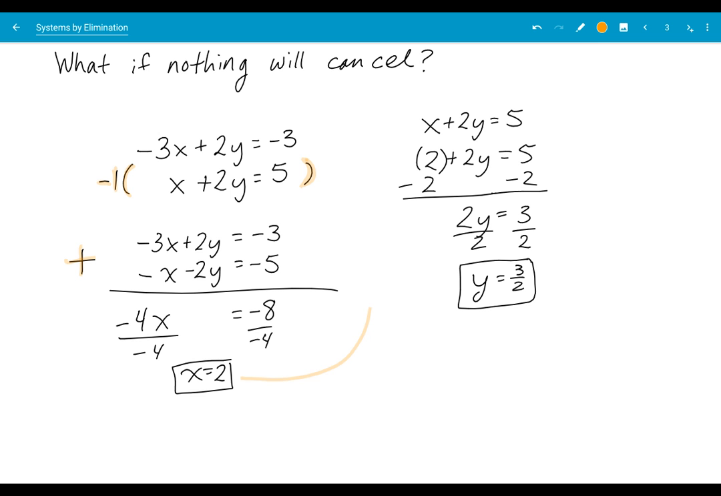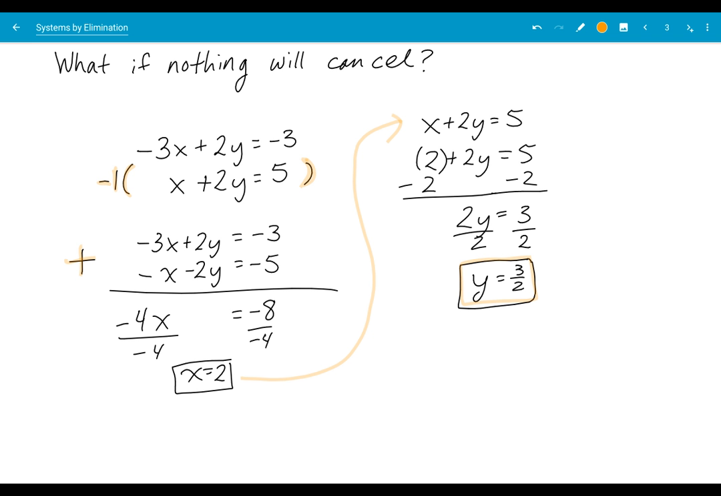Now, when I went to plug this back in, I chose one of the original equations because I liked that x was positive and that I didn't have to multiply it. You could use the new modified equation, or you could choose the other equation. It doesn't really matter which one you go with. You should get the same exact value. When I plug this in and solve, y was equal to 3/2. I could change that to a decimal if I wanted to by dividing. 3 divided by 2 is 1.5.